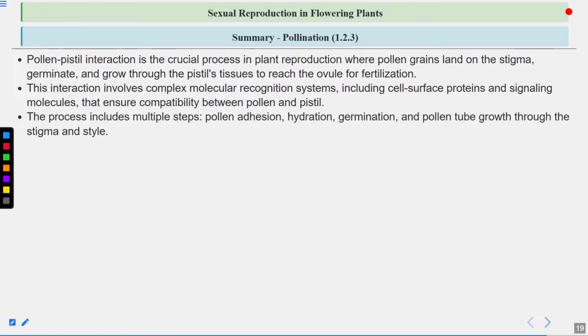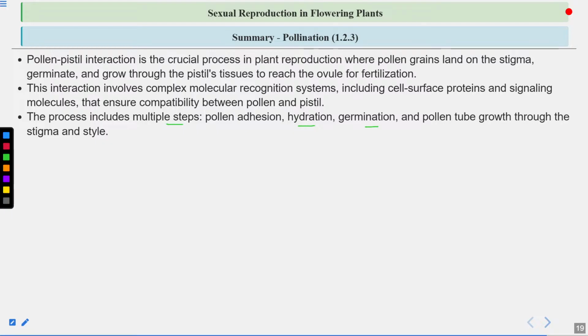The process includes multiple steps: pollen adhesion, hydration, germination, and pollen tube growth through the stigma and style. Can we use the bagging technique for the anther also? There is no need to do it for the anther because the stigma is never moved.